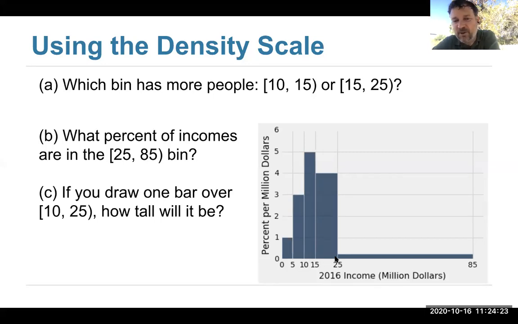We could figure out the proportion that are in the 10 to 25 range. So that's the proportion that are in the 10 to 15 range and the proportion that are in the 15 to 25 range. What proportion are in the 10 to 15 range? Well, that's 5 times 5, 25%. And what proportion are in the 15 to 25 range? That's 10 times 4, that's 40%. So there's 65% who are in the range 10 to 25. Now, if you wanted to draw a single bin there, we would have 65% divided by that width of 15. So 65 divided by 15, whatever that works out to. And I think 65 divided by 15 works out to about 4.333. Okay, so the height should be 4.333.